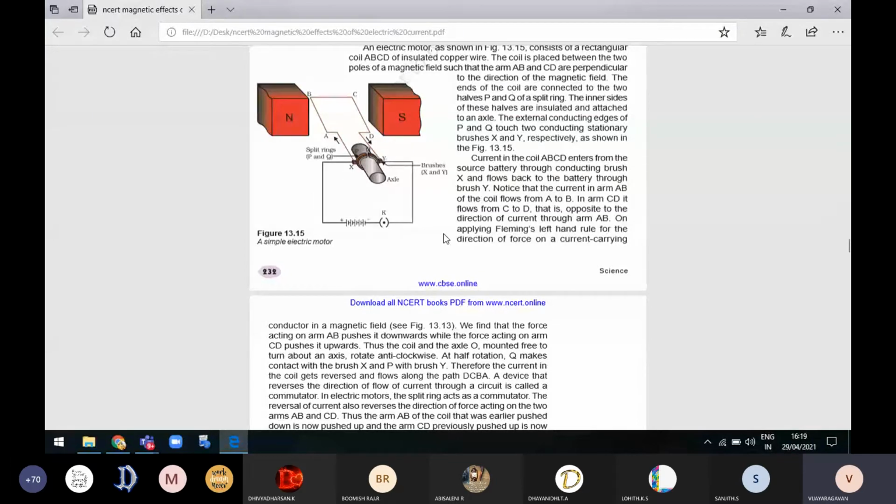Okay, so applying Fleming's left hand rule for the direction of the force on the current carrying conductor. What rule? We are going to apply Fleming's left hand rule. Why are we applying it here, sir? What is the application of Fleming's left hand rule? For what purpose are we using Fleming's left hand rule here? Anyone? Sir, to find the direction of the force. To find the direction of the movement of the coil. We find this here. Okay?